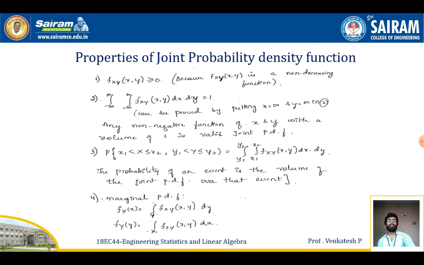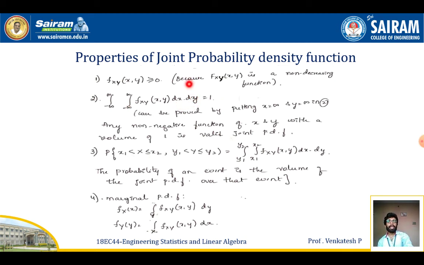So next is properties of joint probability density function. The first condition is that small f of x comma y should always be greater than or equal to 0. This condition must always be positive to satisfy the joint density function. Next, the integration from minus infinity to plus infinity, and again minus infinity to plus infinity, of the joint PDF function f of x comma y dx dy should be equal to 1. So after integrating this function with respect to x and y between the limits minus to plus infinity, the value must be equal to 1.